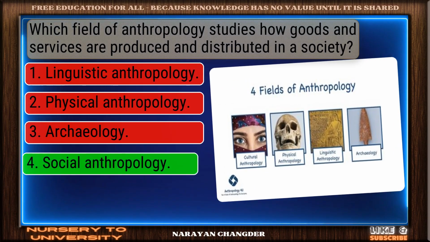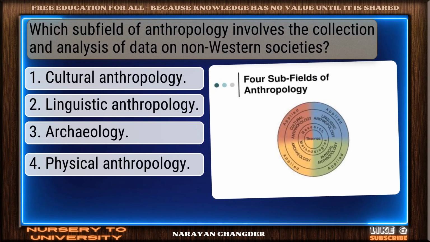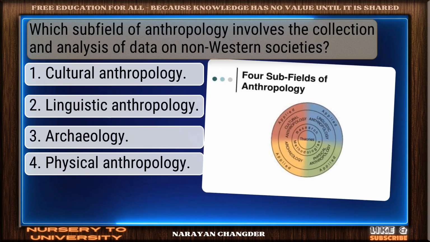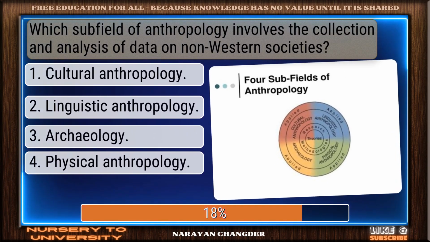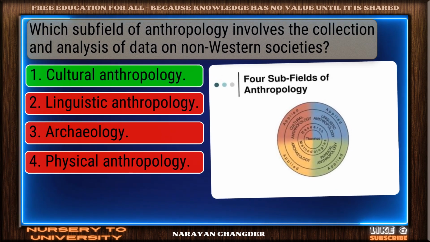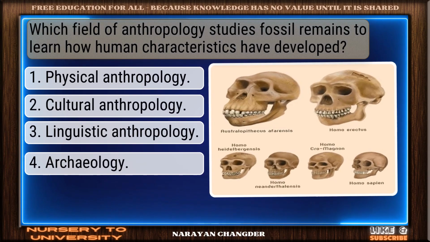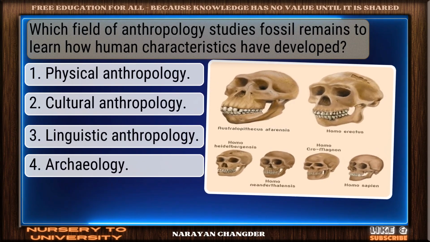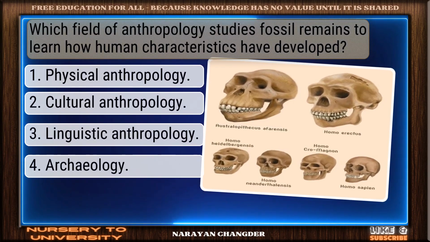Perfect. Social anthropology is the correct choice. Which subfield of anthropology involves the collection and analysis of data on non-Western societies? Bravo! Cultural anthropology is the answer. Which field of anthropology studies fossil remains to learn how human characteristics have developed?